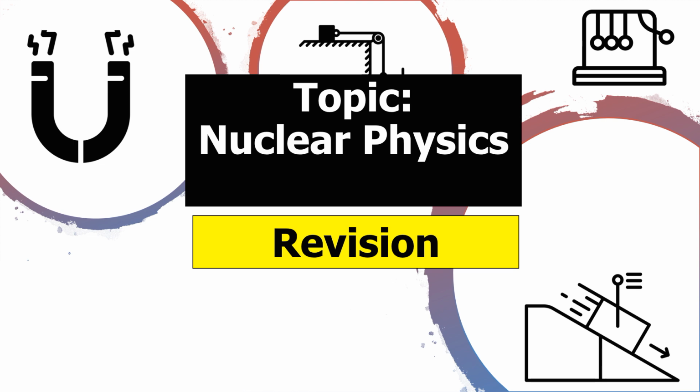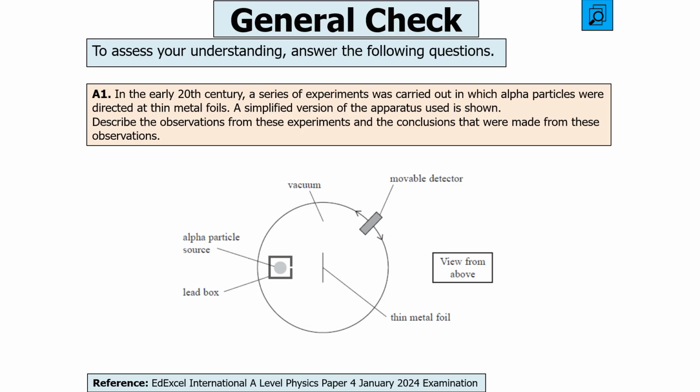The first question says, in the early 20th century a series of experiments was carried out in which alpha particles were directed at thin metal foils. A simplified version of the apparatus used is shown. Describe the observations from these experiments and the conclusions that were made from these observations. Pause the video now, then unpause the video when you want to go through your answer.